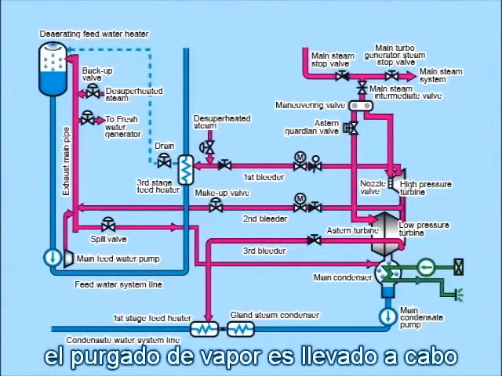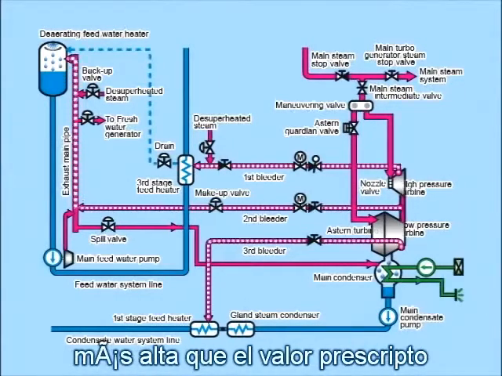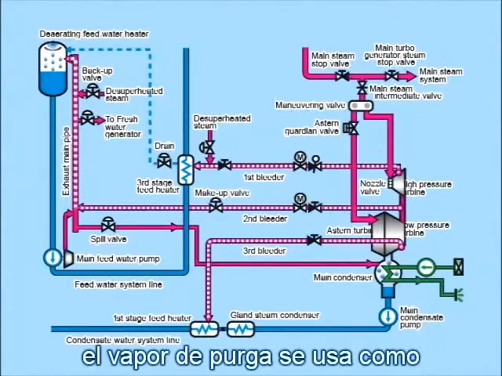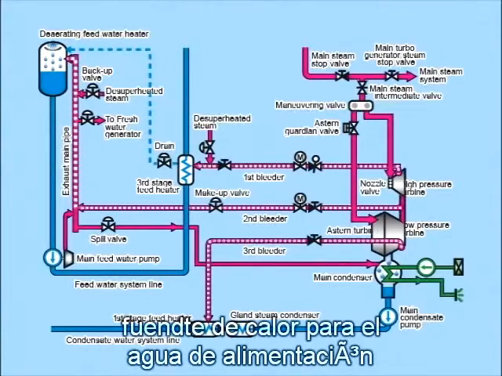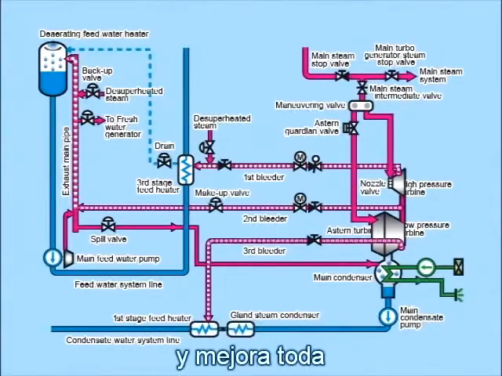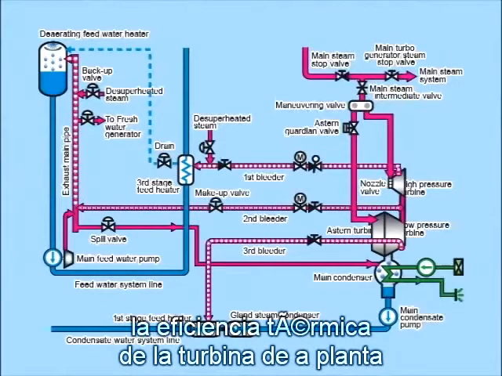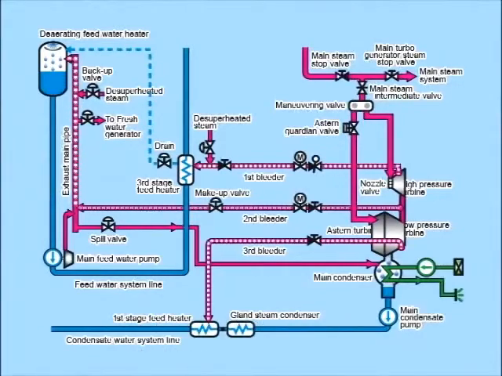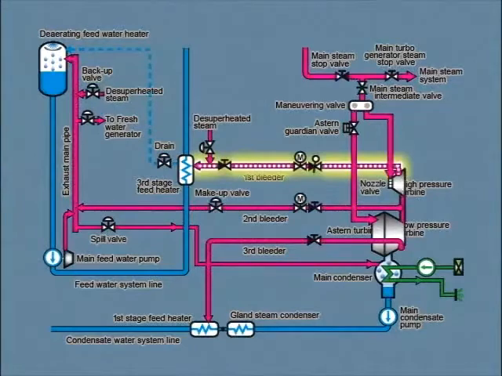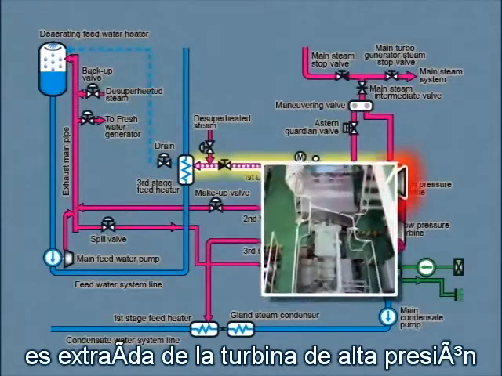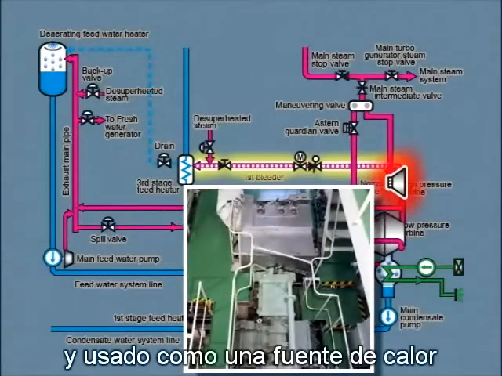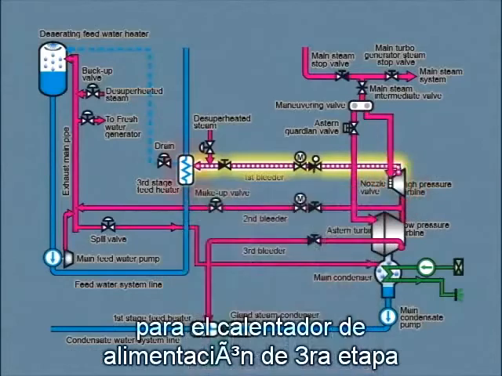Steam bleeding is carried out when the main engine load is greater than the prescribed value. The bled steam is used as a heat source for feed water and enhances the entire turbine plant's thermal efficiency. The first bleeding steam is extracted from the high-pressure turbine and used as a heat source for the third stage feed heater.